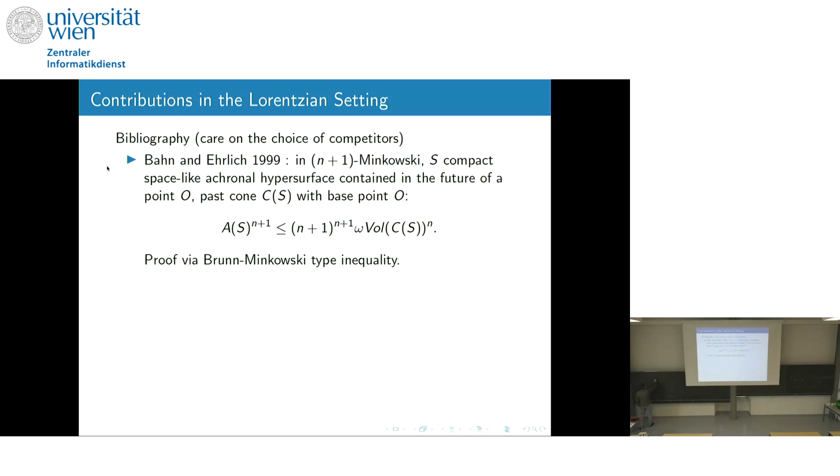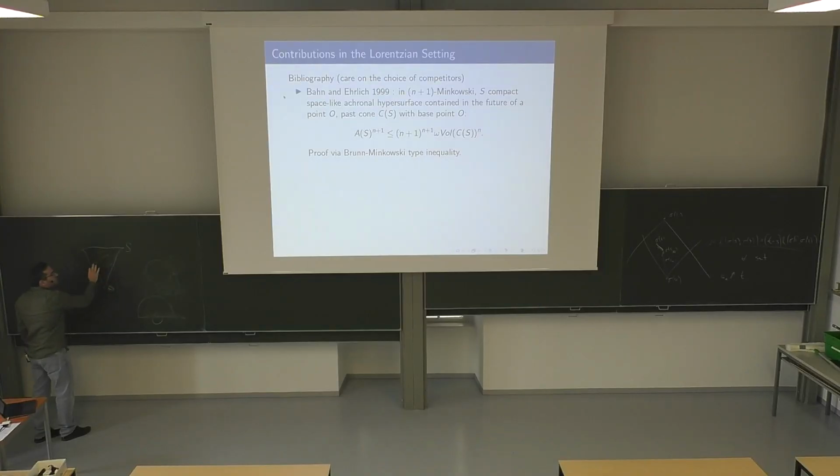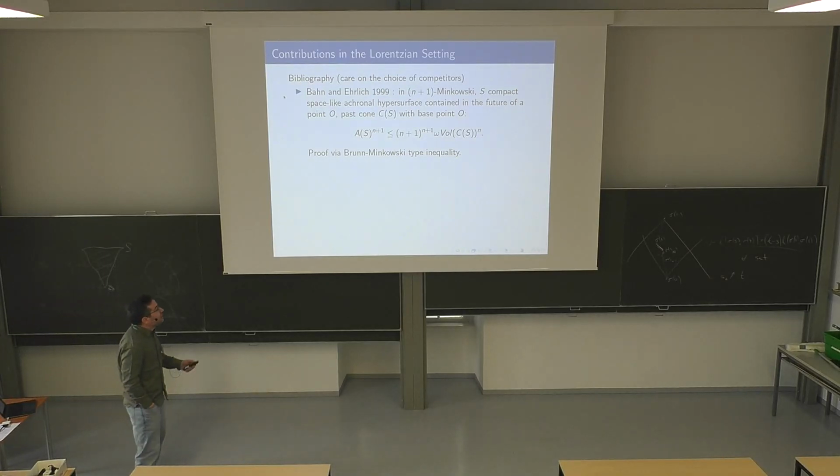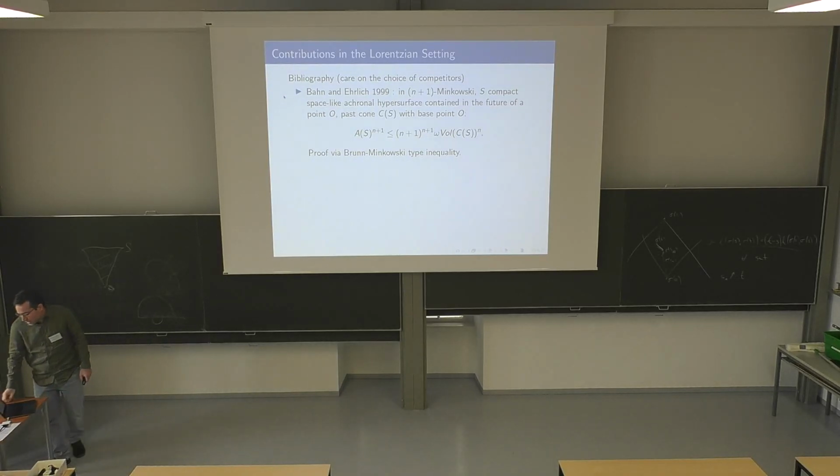So you have here S, they fix one origin, and then they just do the past cone of S through to O, and they relate the area of S with the volume of the cone here in their past. And they obtain this inequality that looks so much like the Euclidean isoperimetric inequality. And the proof goes via a Minkowski type inequality.